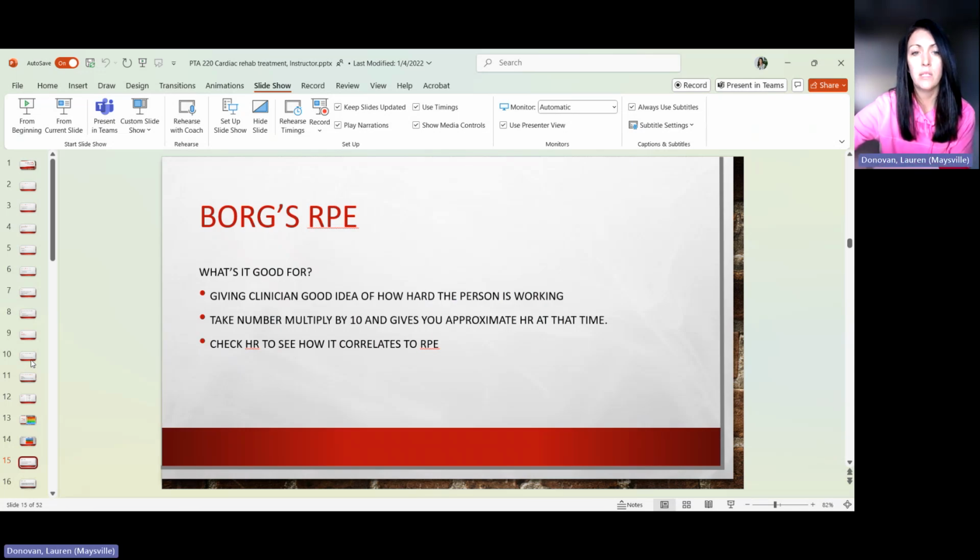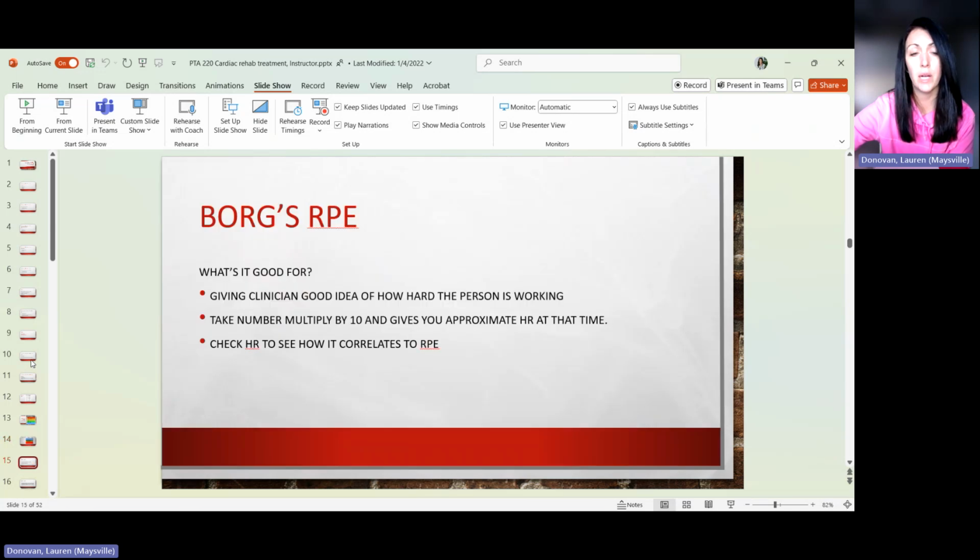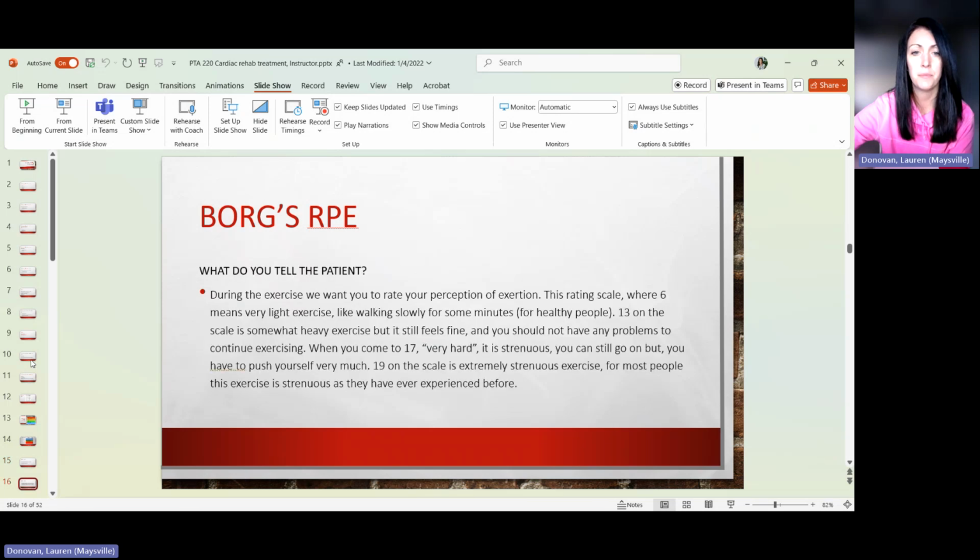With the Borg RPE, you can take that number and multiply it by 10, and that gives you an appropriate heart rate at the time. For instance, if you did a Borg at 10, and then multiply that by 10, that gives you 100, right? But make sure you check the heart rate to see if it correlates with the RPE.